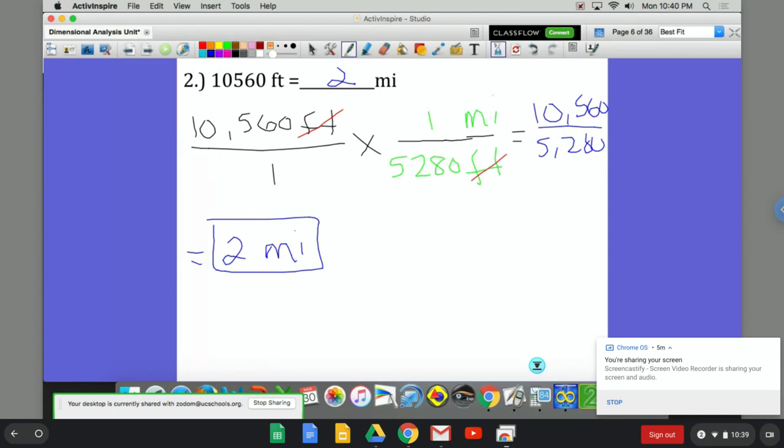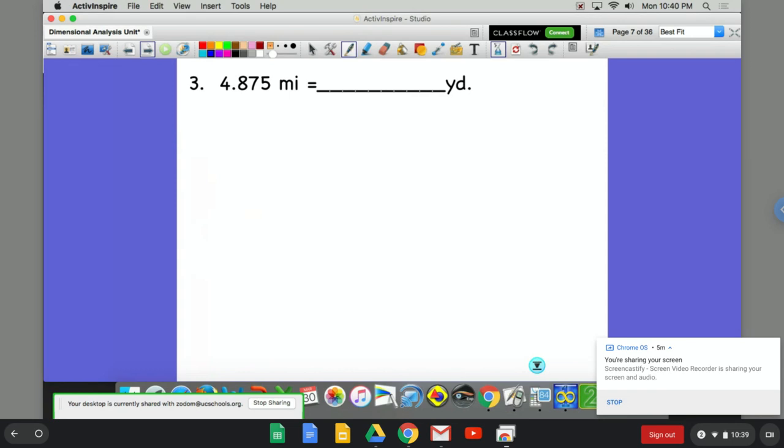So far, so good, hopefully. If you need to pause the video for this next one, please do so. All right, so go ahead and try it if you would like. This one is a little bit harder because there's not a measurement that will go directly from miles to yards, but it's okay. We'll work through that, and I'll show you how to do that one.